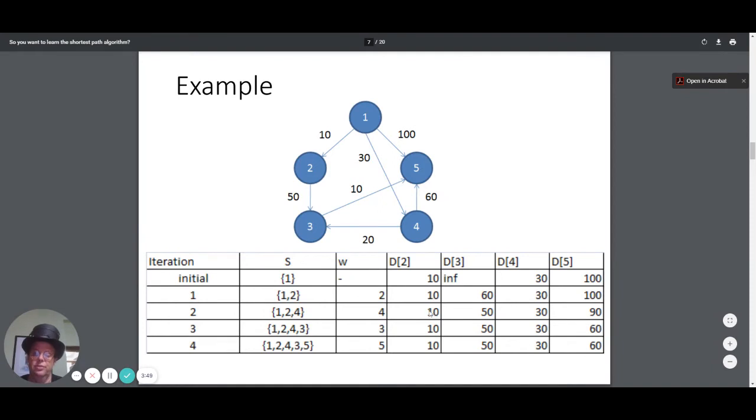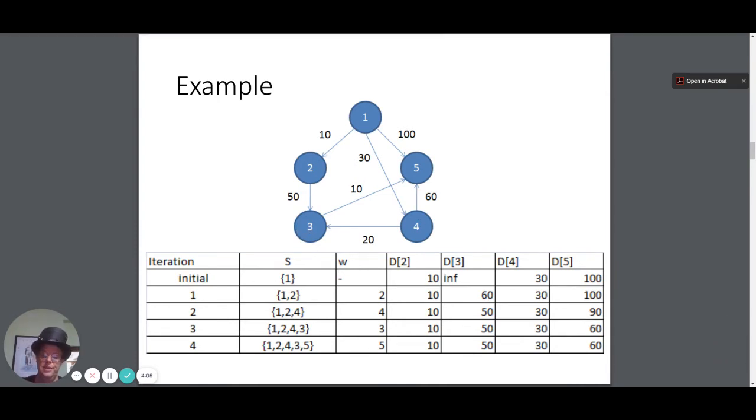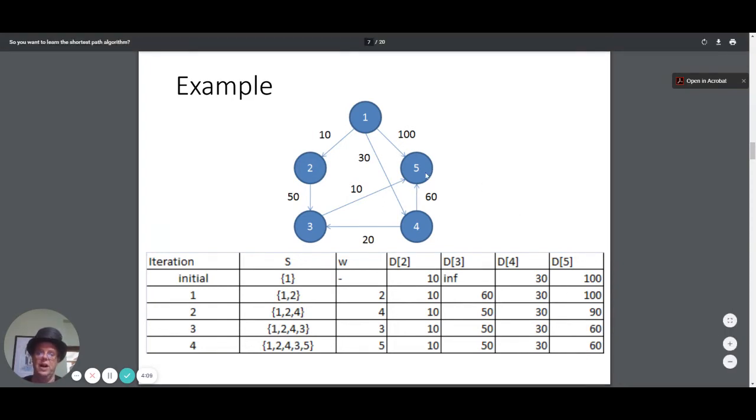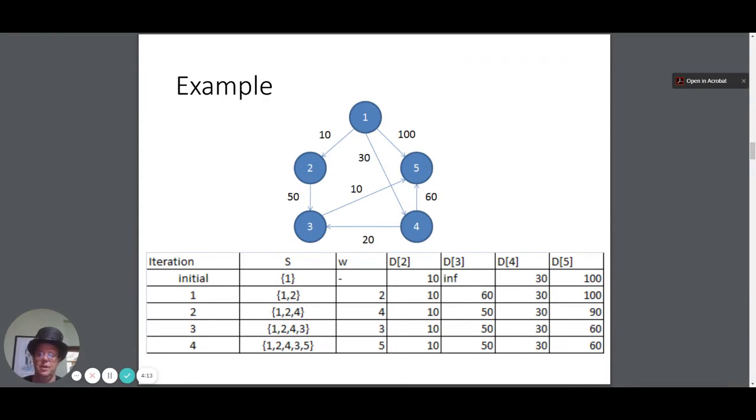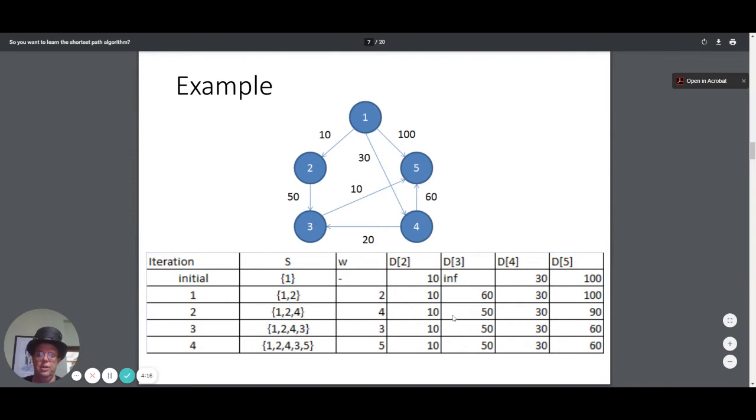And then that updates things so that we know the distance to 2 is still 10. Distance to 4 is now set at 30. Can we get to 5, or can we get to 3 any cheaper? Yes, for 3 that's going to be 30 plus 20. That's going to be 50. So that's a shorter path to 3. And the distance to 5 is now going to be 30 plus 60. That's 90. Okay, so which one of the remaining ones is the shortest? That's 3 with a cost of 50.